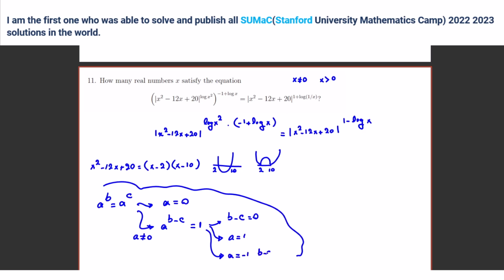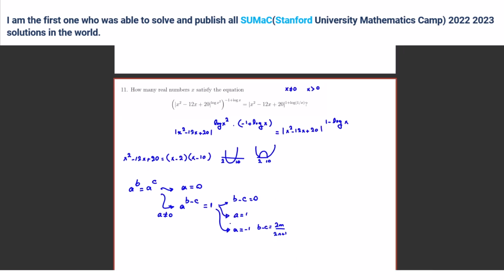b minus c not necessarily even. We can say 2m over 2n, a rational number whose numerator is even, right? Okay, so we can use that.